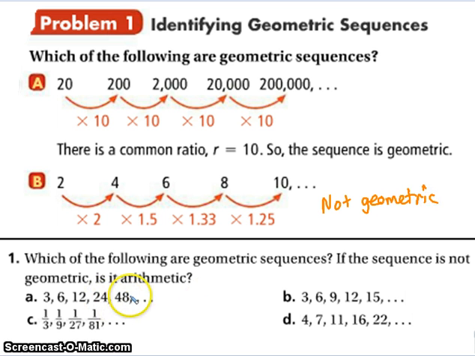Okay, this one is not. So let's look at these ones. I'll do the left-hand column. You do the right-hand column. We are multiplying each previous number by 2. So we're times 2, times 2, times 2, times 2. So therefore this is geometric. It does follow the principle of a common ratio. Now it doesn't always have to be whole numbers. Look at this: 1/3 times 1/3 gives me 1/9. 1/9 times 1/3 gives me 1/27. And this is times 1/3 as well. So that is also geometric.